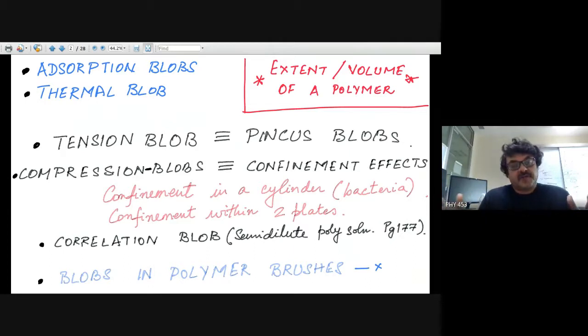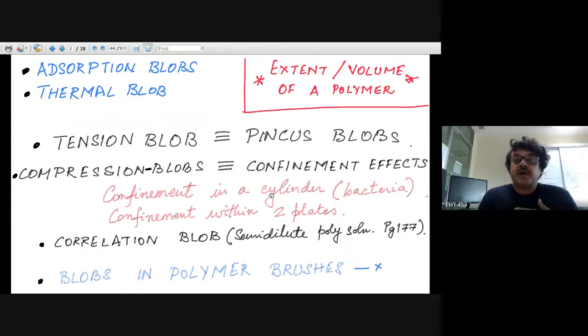But I thought if I put them all together, it will help so that when you hear about blobs, adsorption blobs, thermal blobs, tension blobs, which by the way is the same as Pincus blobs. So in some places you hear the word Pincus blobs used. It's the same idea as the tension blobs. Then there are compression blobs, which are basically blobs due to confinement effect. You can have various kinds of confinement, like the confinement in a cylinder.